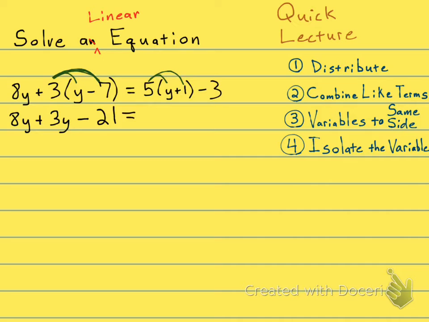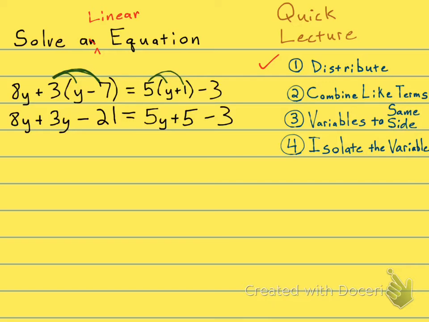Now let's distribute the 5. 5 times y is 5y. And then 5 times 1 is 5. Drop down the minus 3. Okay, step 1, distribute. Done. Step 2, combine like terms.